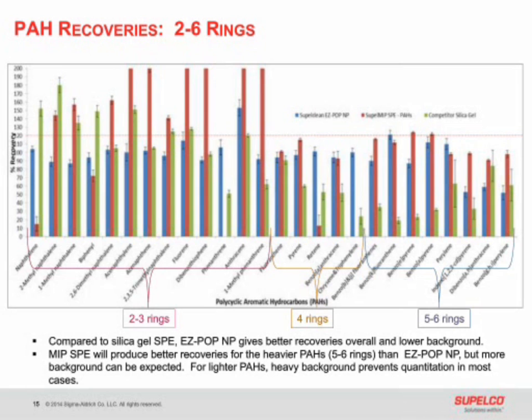Notice that all the PAH recoveries for the smaller PAHs for the MIP SPE look like they're off the charts. However, this is because of matrix effects. You'll note that there's a lot of co-eluting matrix interferences for the Supelco cleanup for 2 to 3 rings. High recovery values are inaccurate due to the matrix effects.